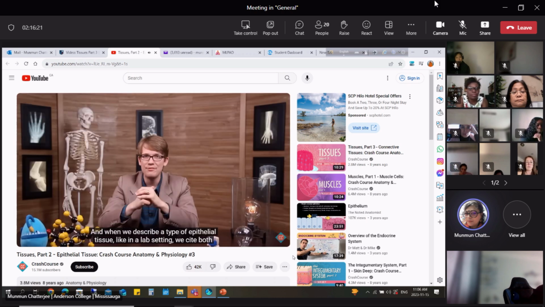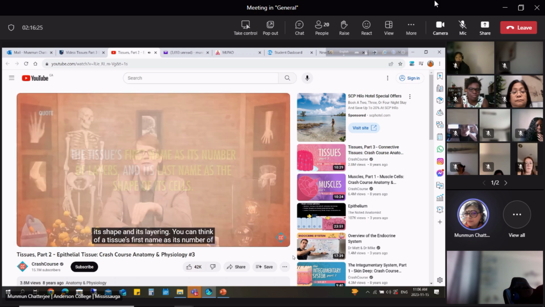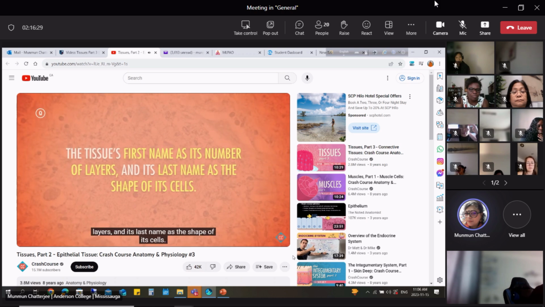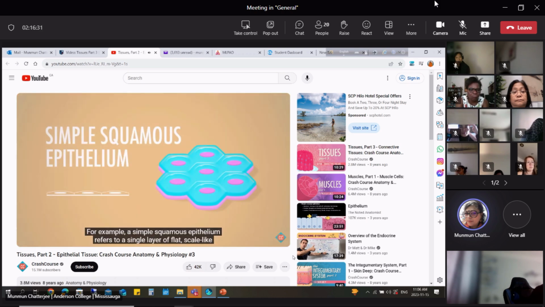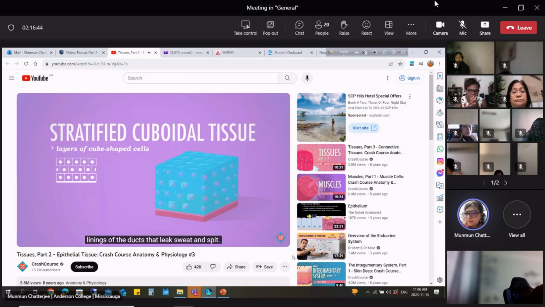And when we describe a type of epithelial tissue, like in a lab setting, we cite both its shape and its layering. You can think of a tissue's first name as its number of layers, and its last name as the shape of its cells. For example, a simple squamous epithelium refers to a single layer of flat, scale-like cells, like the lining of the air sacs deep in your lungs. A stratified cuboidal tissue, meanwhile, would have layers of cube-shaped cells, like the linings of the ducts that leak sweat and spit.